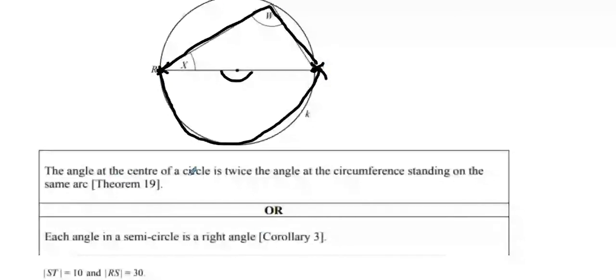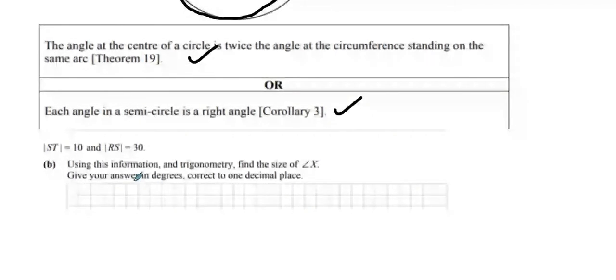So the angle at the center of the circle is twice the angle at the circumference standing on the same arc. That's theorem 19. Or each angle in a semicircle is a right angle. That's the corollary number 3. Okay, so that's that question done and dusted. Using this information and trigonometry, find the size of the angle X given your answer in degrees.